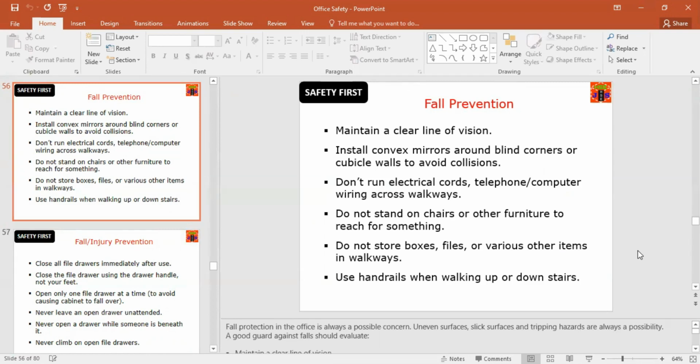Don't run electrical cords, telephone, or computer wiring across walkways. Don't stand on chairs or other furniture to reach for something. Don't store boxes, files, or other items in walkways. Use handrails when walking up or downstairs.